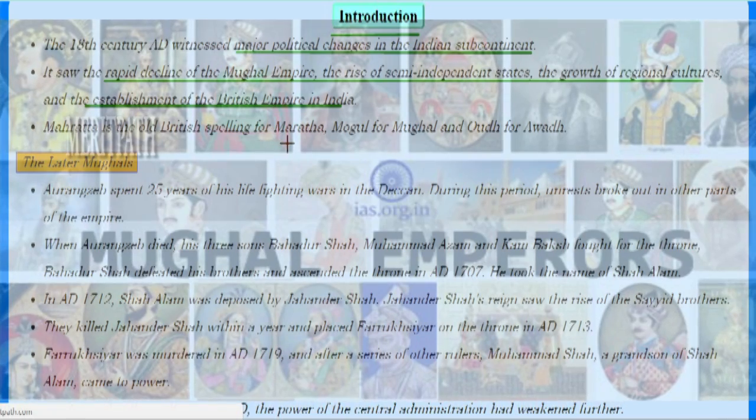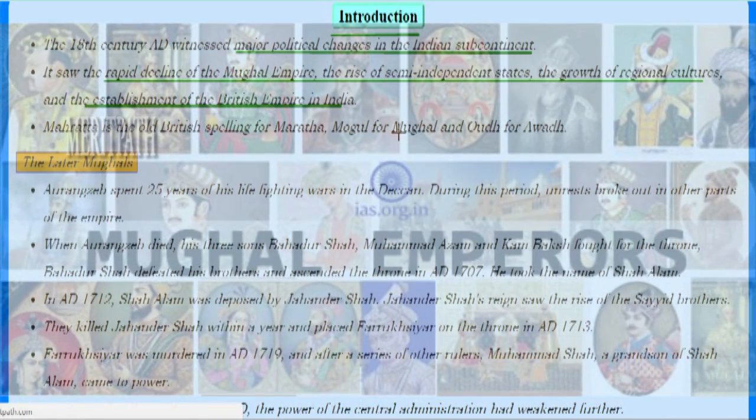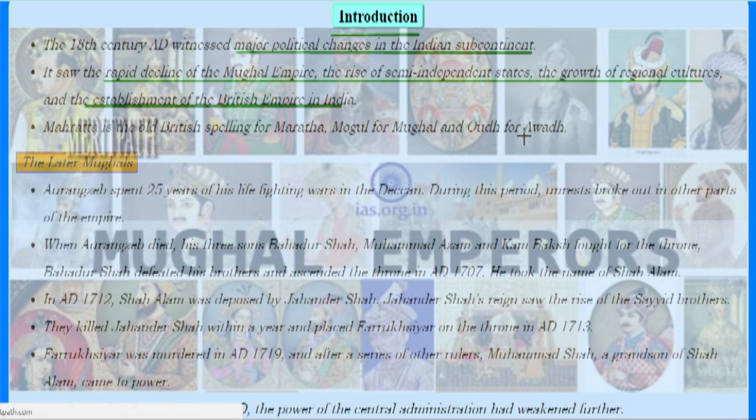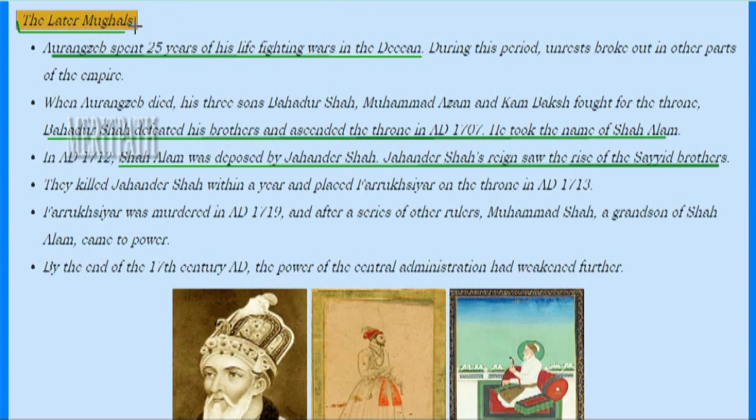The old British spelling for Maratha was Maharatha, and Mughal was known as Moghul, and Awadh was known as Oudh. Later Mughals: Aurangzeb spent 25 years of his life fighting wars in the Deccan. Many unrests broke out in other parts of the empire also, and then Aurangzeb died. He had three sons, Bahadur Shah, Muhammad Azam and Kambaksh. They fought for the throne, but Bahadur Shah defeated his brothers and ascended the throne in AD 1707, and he took the name of Shah Alam.